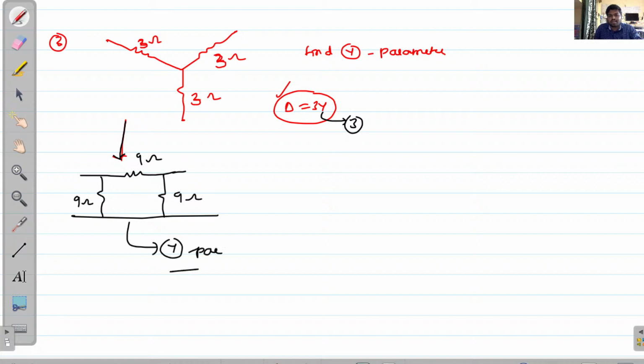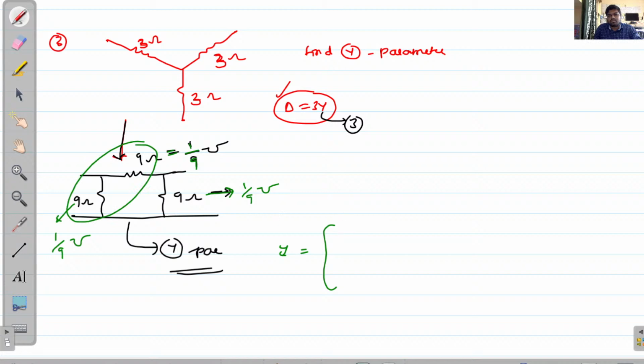While calculating Y parameters, first you can convert these ohms into mhos. So 1 by 9 mho, and here this one also 1 by 9, right? Now you can take the Y matrix: Y11 is nothing but you add these two, that means 1 by 9 plus 1 by 9, and this is minus 1 by 9, this is minus 1 by 9, and 1 by 9 plus 1 by 9. Okay, just simplify these things, then you will get the answer. Okay, this is one method.